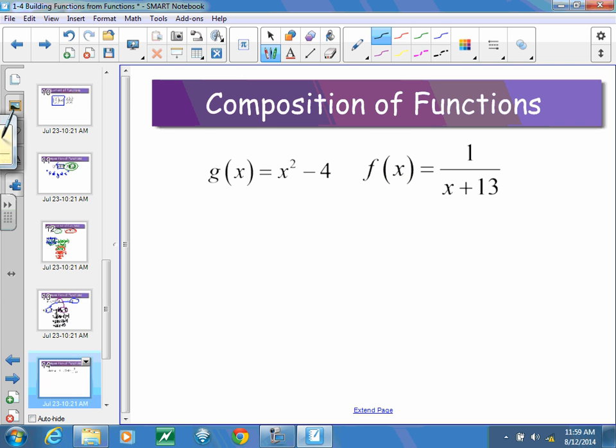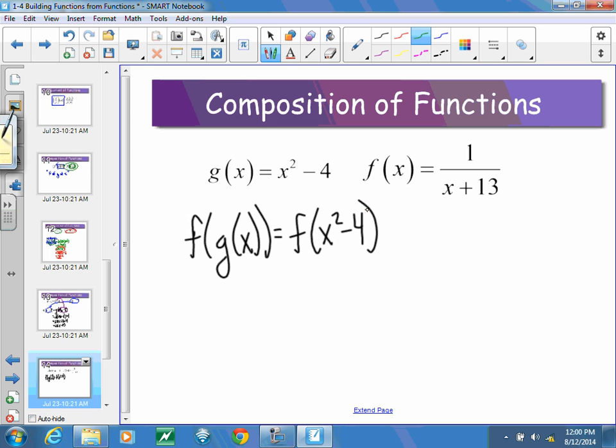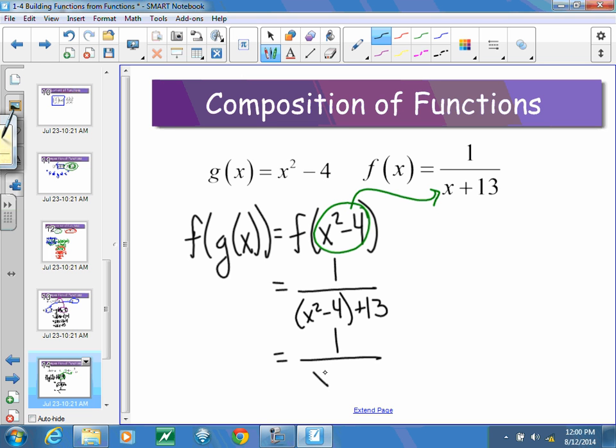Just one more example to go through here before we're all done. G of x and f of x, I just put in a rational function this time. So I'm going to go ahead and do f of g of x. So I know that g of x is x squared minus 4. And now I'm going to take this x squared minus 4, and it's going to be plugged into the function of f, so it's going to replace x. This is now going to give me 1 over the quantity of x squared minus 4 plus 13. Simplify, and I get 1 over x squared, negative 4 plus 13, so that's going to give me plus 9. And in this situation here, nothing can be simplified, so we leave it just as is.